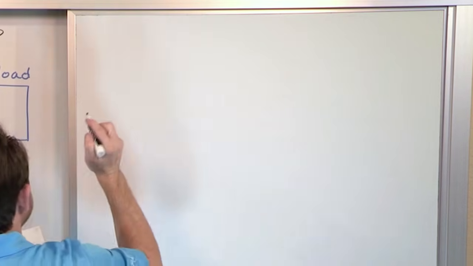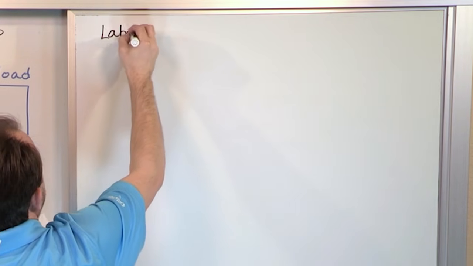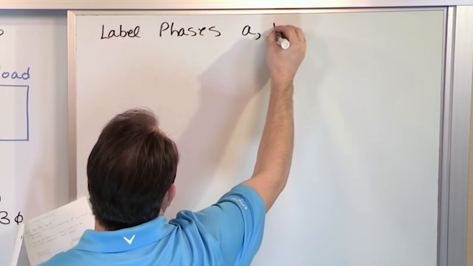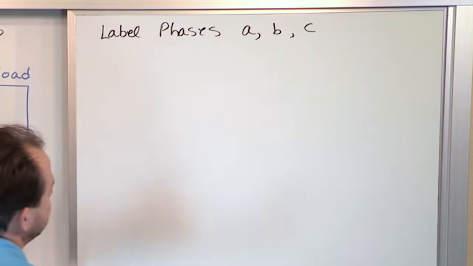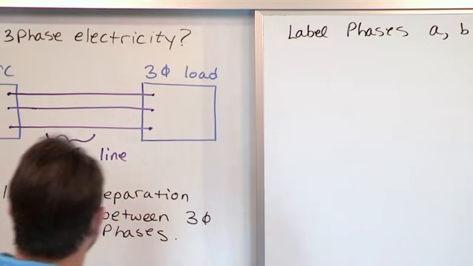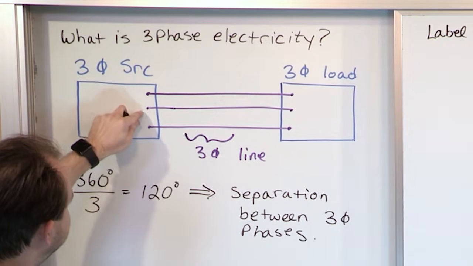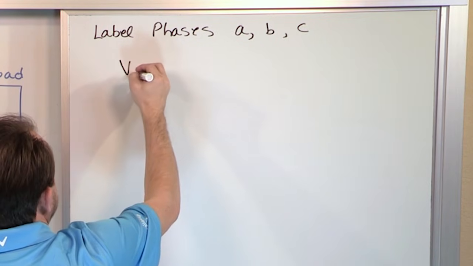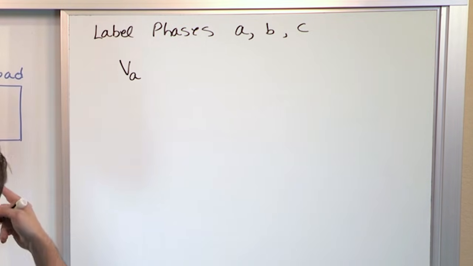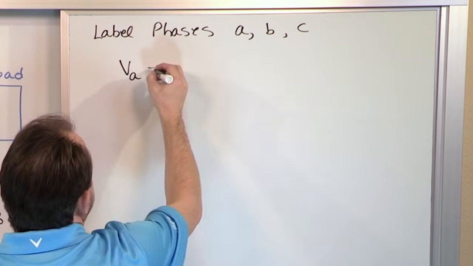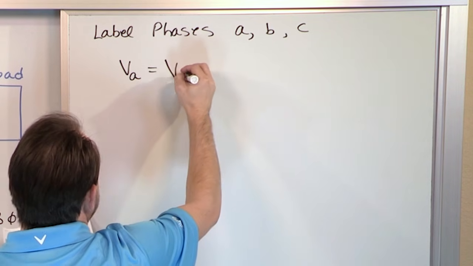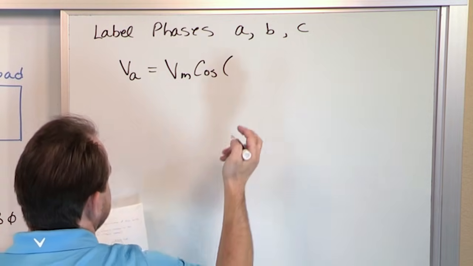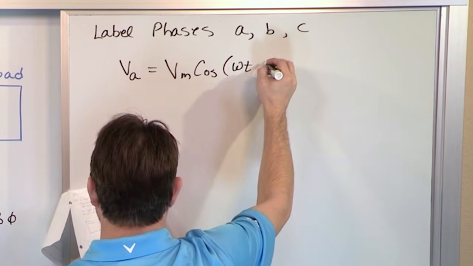So the simplest case is we label the phases: phase A, phase B, and phase C. And that's going to be universally true. So for instance, this might be called phase A, this might be called phase B, this might be called phase C. So the voltage of phase A, the line over here that we're calling phase A, is, in general form, some magnitude, Vm, times the cosine. This is not the phasor notation, this is just the time domain notation. Omega t plus some phase angle.